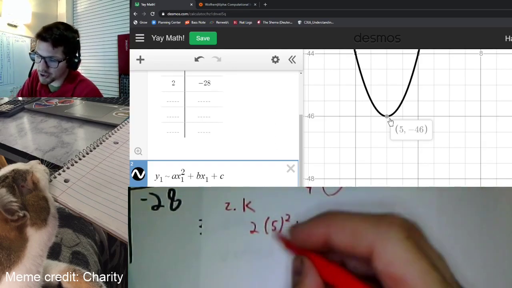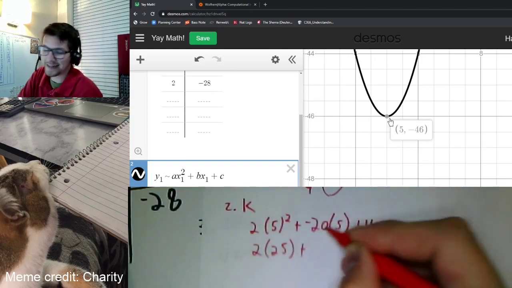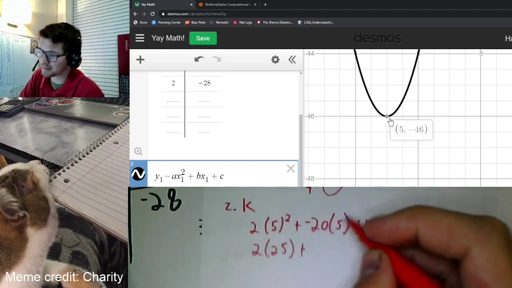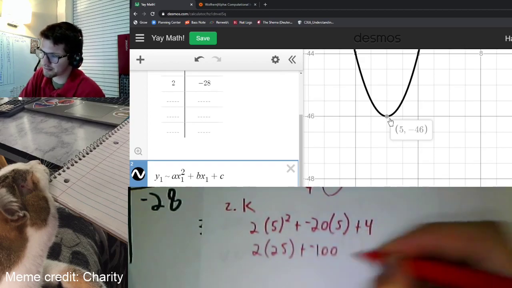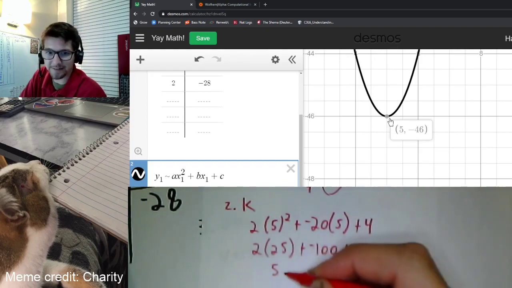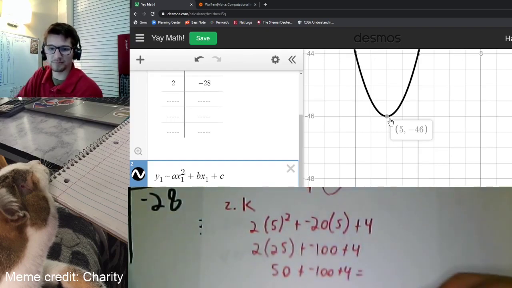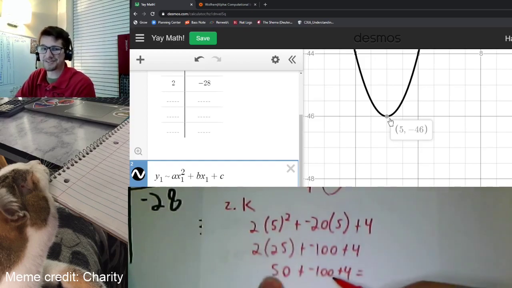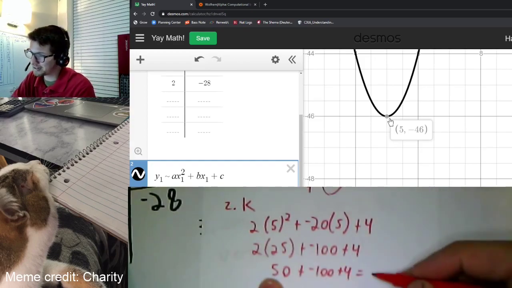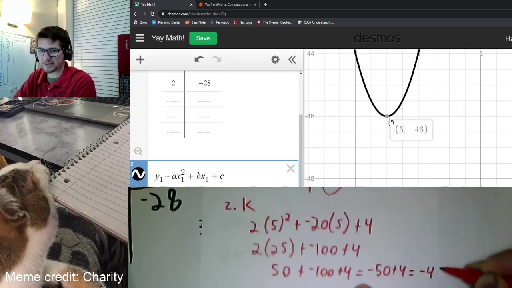What's 5 squared? 25. Plus negative 20 times 5, what is that? Negative 100. Plus 4. What's 2 times 25? 50 plus negative 100 plus 4. What's 50 combined with negative 100? Negative 50 plus 4. What's negative 50 plus 4? Negative 46. There is my k.